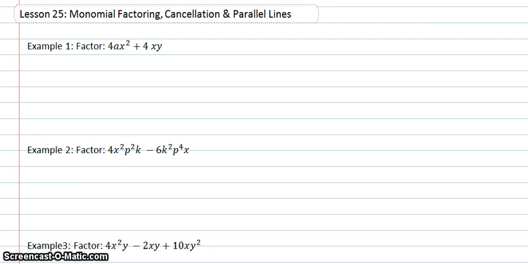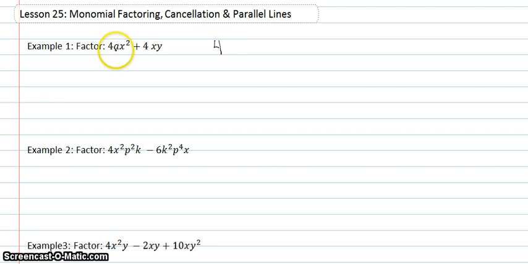In lesson 25, we're looking at monomial factoring, cancellation, and parallel lines. Our first example, we're factoring 4ax squared plus 4xy. What we have to do first is find the common factor. Well, they both have 4's, so that's definitely going to be part of our common factor.